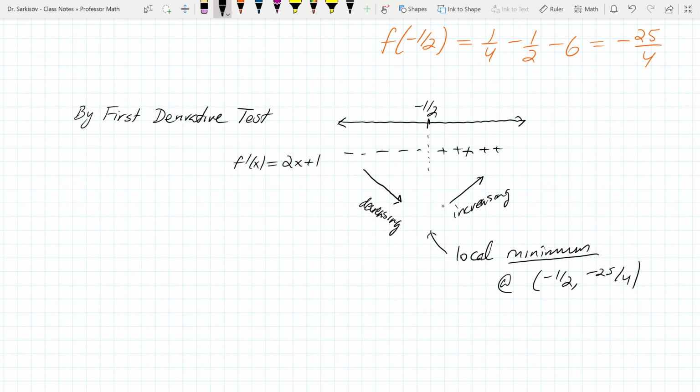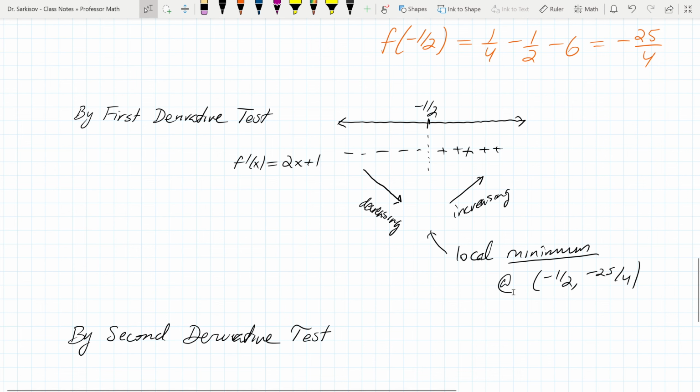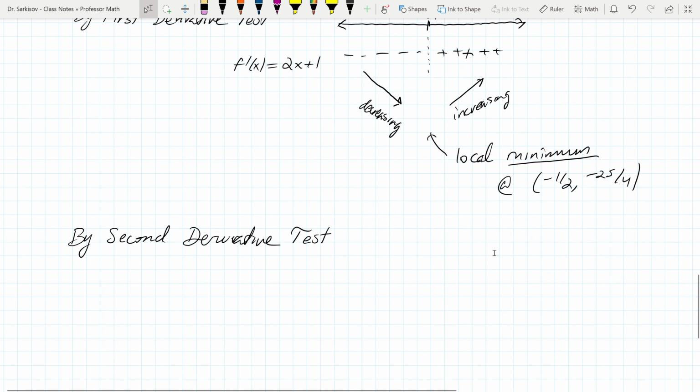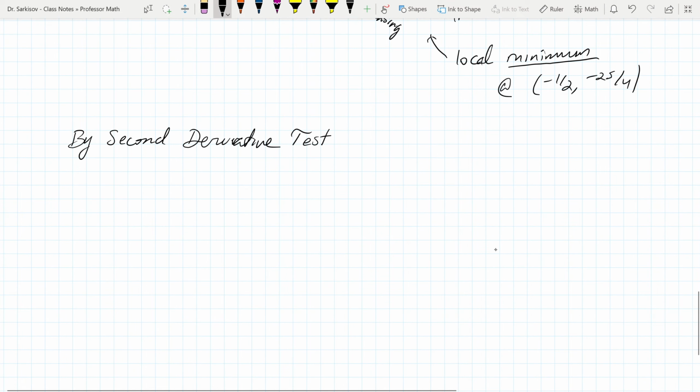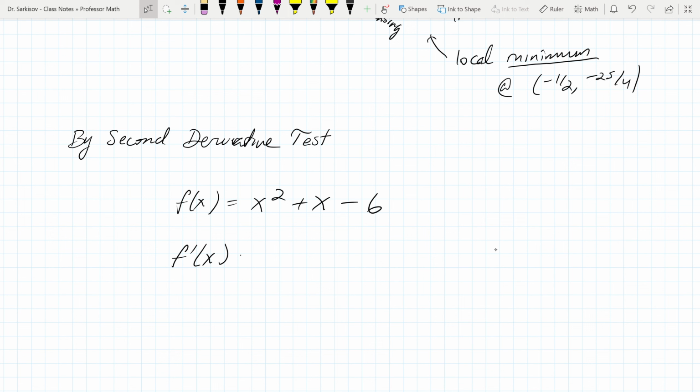But let's try the second derivative test. What can we do here? Well, let's forget the number line and the first derivative test. Let's say you know f of x is equal to x squared plus x minus 6, and you can quickly find the derivative, which is 2x plus 1. As a calculus student, you would do this and you might not even remember or know the algebraic way of solving it. That's why I'm showing you this video, okay?